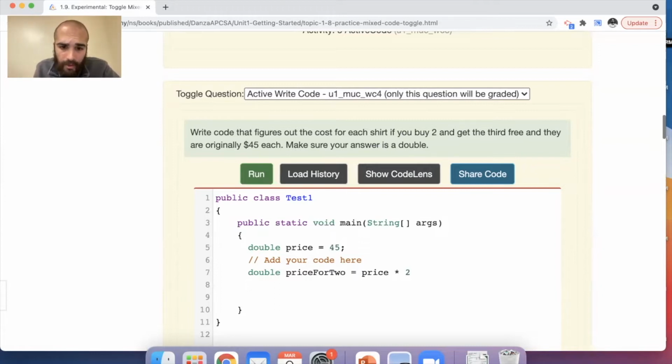All right, so maybe the other one, I'll say double price for three, and I'll take that and divide by 3 here. Probably need a semicolon after that line. Okay, so I have price for 3, and then it's going to say write code, the cost for each if you buy two and get the third free, they're originally 45 each. All right, so I guess then I'll print out. I almost wrote Python code right there.